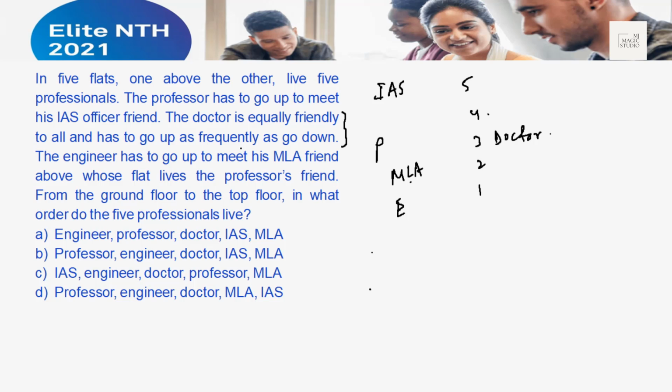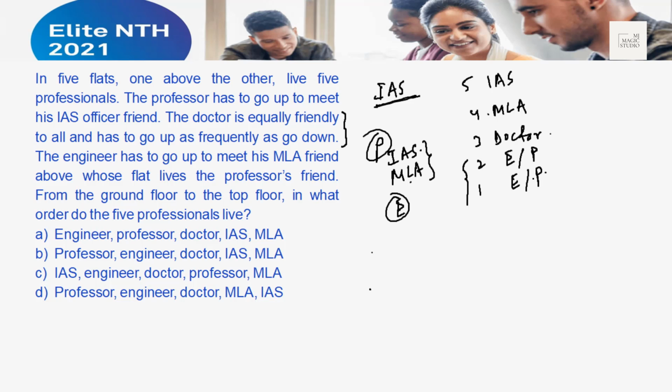And above whose flat lives the professor's friend? Professor's friend is the IAS officer. That means IAS would be above MLA. These two are just above each other, like IAS staying above MLA. We can't fit in this place. IAS and MLA should go here. Now we are left with engineer and professor. So for engineer and professor, we have these options. First and second floor should be occupied by either engineer or professor.